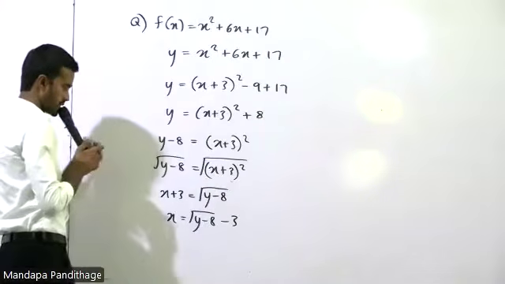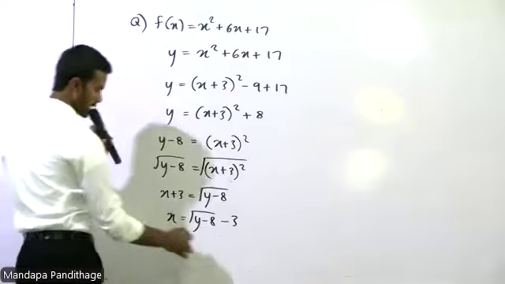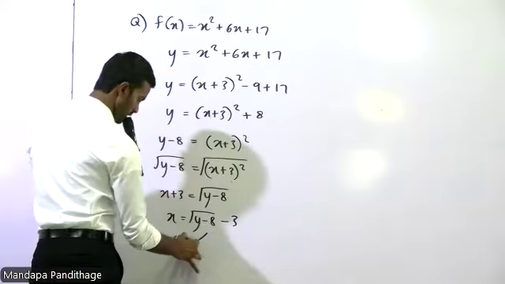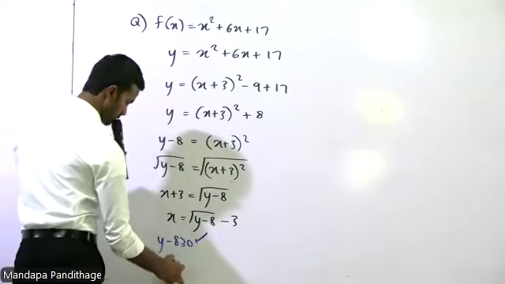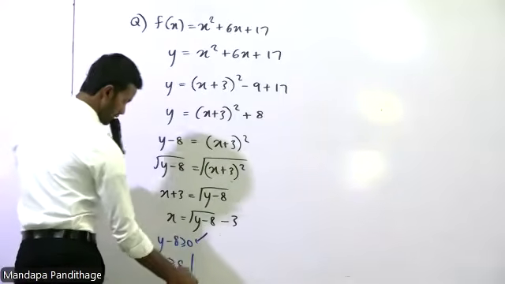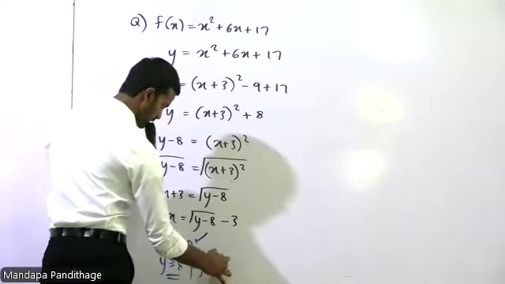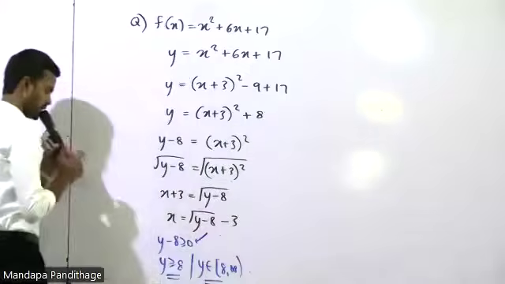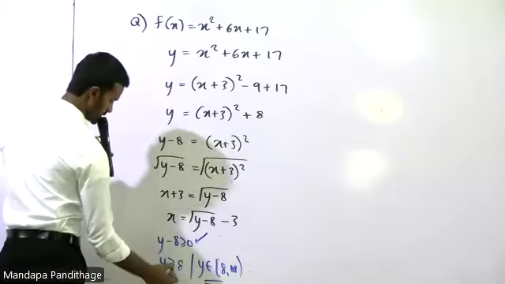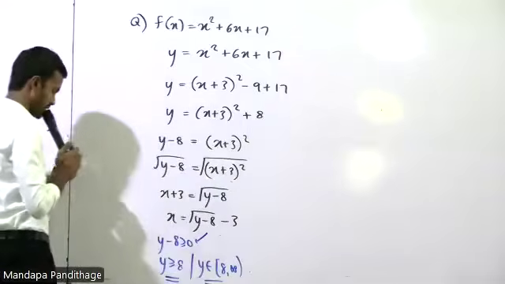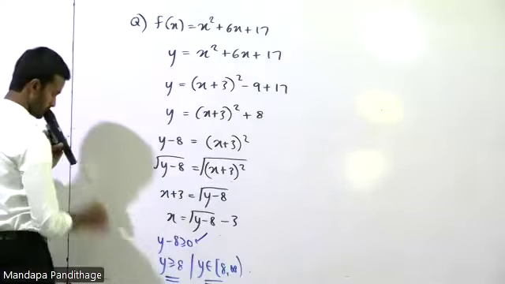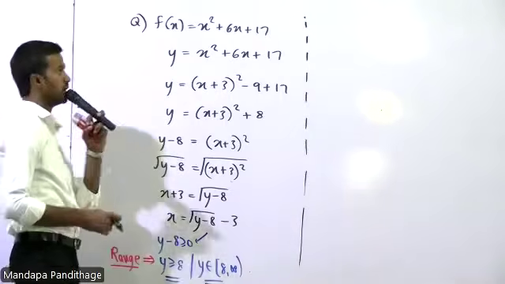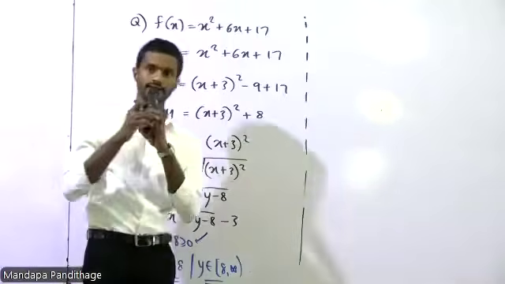So here we got a square root. Since we have a square root, y minus 8 should be greater or equal to 0. So my range is y is greater or equal to 8. You can either write using the inequality notation, or else you can write using the set notation. Okay, so there's another way that you can write the range.